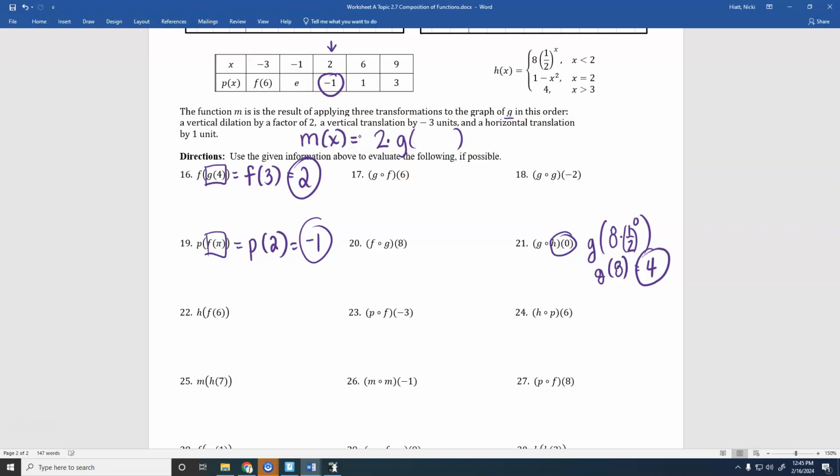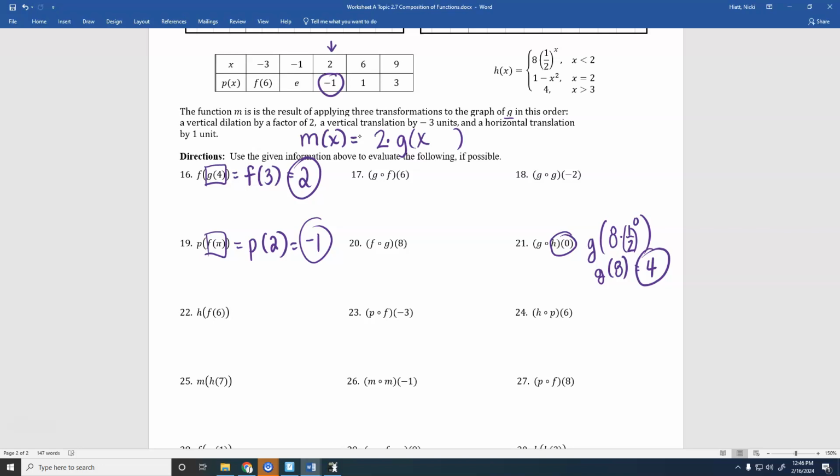2 out front. Multiply by 2. Vertical tells me that it's outside. Dilation means I'm multiplying there. Okay? And I should have an x in here. I have a vertical translation by -3 units. That'd be down 3 units.